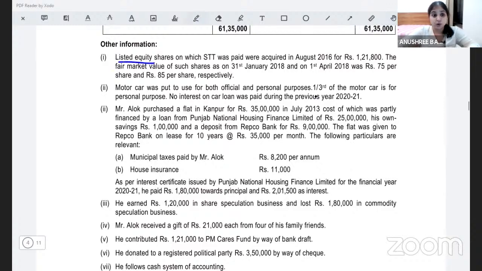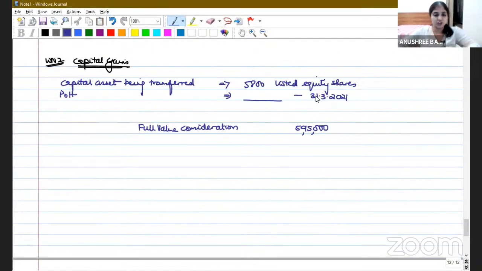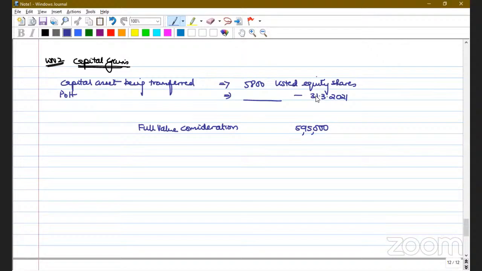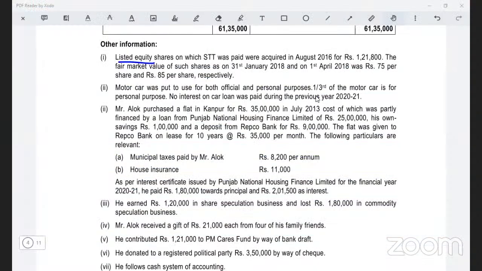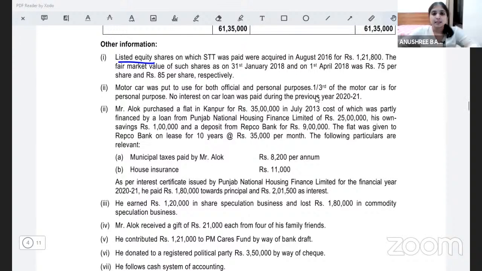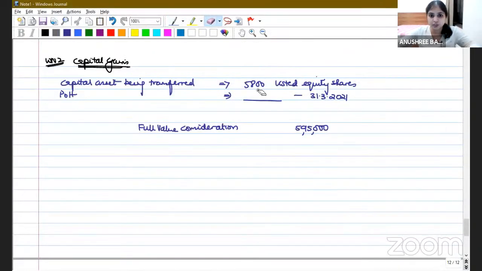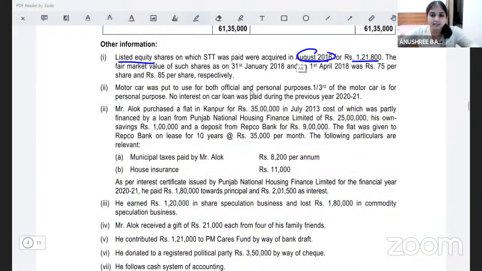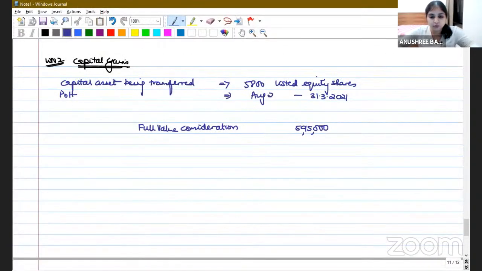Listed equity shares. Okay, so they're talking about the capital gains adjustment. They're saying listed equity shares on which STT was paid were acquired in August 2016 for 1,21,800. So we found the date of acquisition. When did we acquire these shares? We acquired these shares in August 2016. And we are selling them on 31st March 2021.